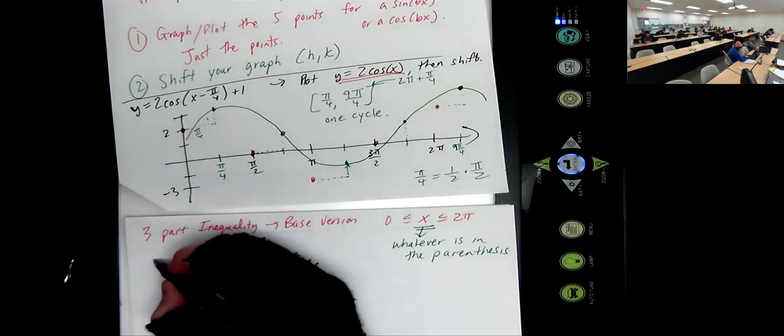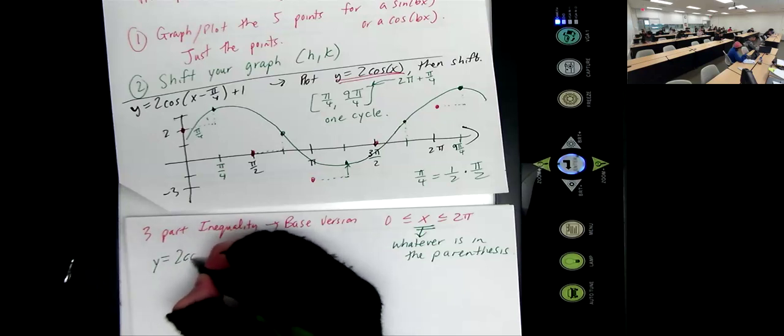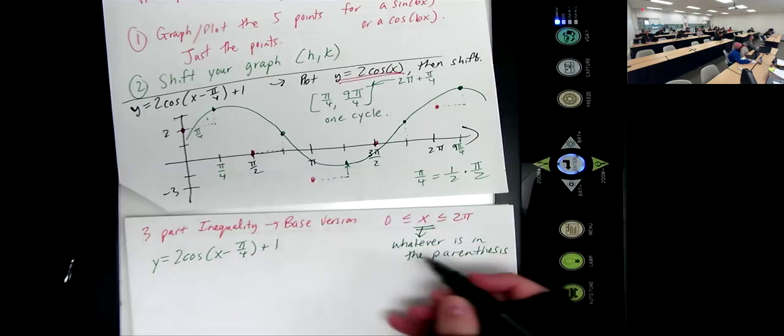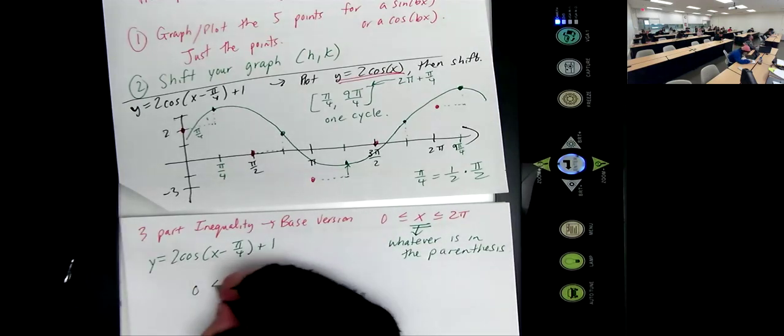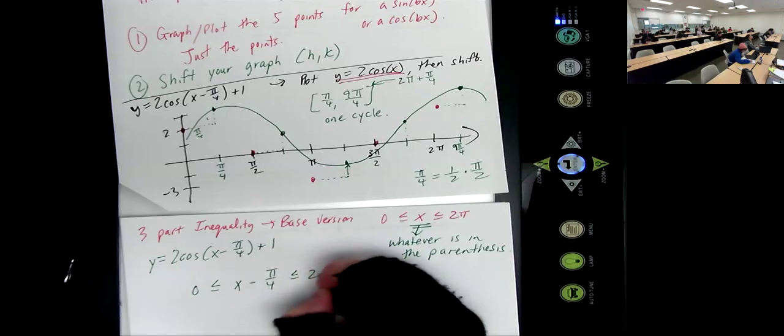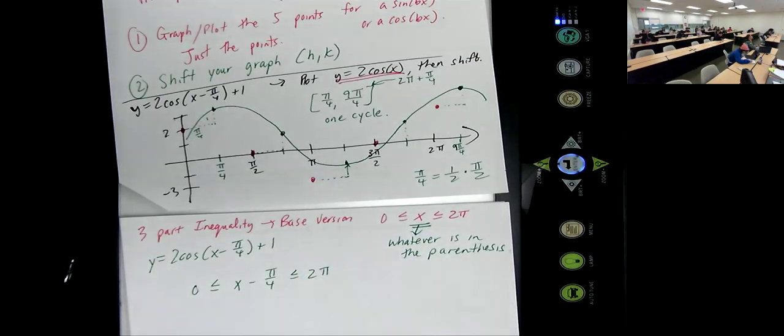So if we have y equals 2 cosine of x minus pi over 4 plus 1, I could say 0 is less than or equal to x minus pi over 4, which is less than or equal to 2 pi. This is what you are referring to? Okay.